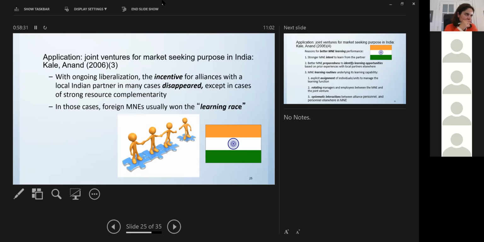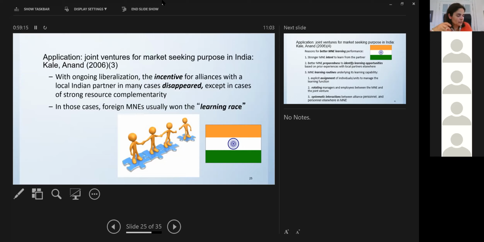Now, why is it the case that these foreign multinationals learned a lot? The authors, Kale and Anand, motivate this first by a stronger intent to learn from the partner. So gradually they realized that they needed the local knowledge, that they were better at learning also from prior experiences with the local partner. If they stayed on with the same local partner, they also learned gradually more and more. So the relationship between the two became more intense. They learned also the routines, how to do business in India.